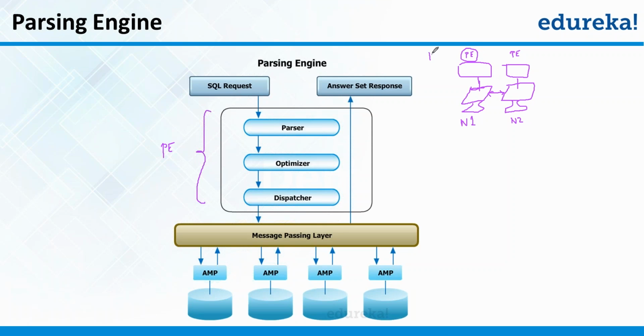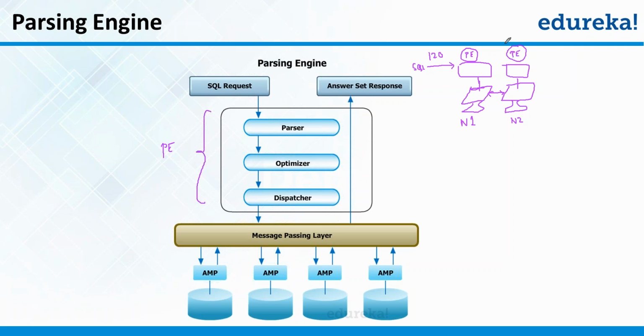So if I have these two, what can happen is this software module, which is PE1, can handle up to 120 sessions or 120 connections. So I fire my first SQL, okay. It is responded to from this parsing engine, and this one takes it up, okay.